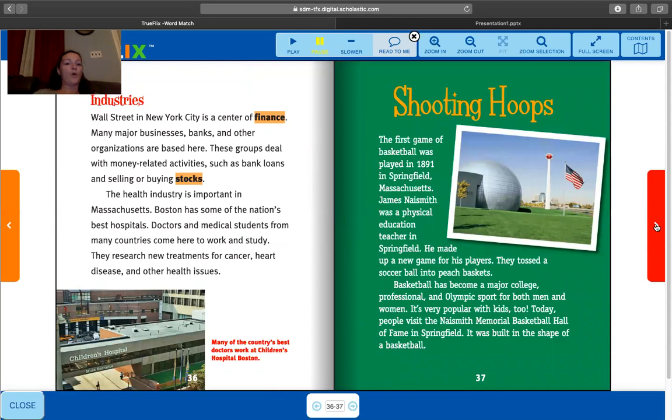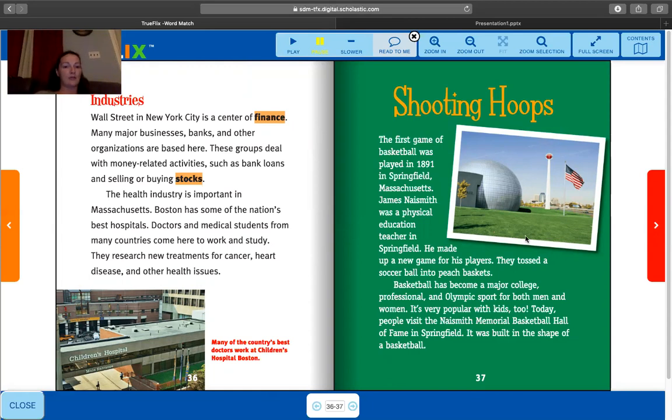Industries. Wall Street in New York City is a center of finance. Many major businesses, banks, and other organizations are based here. These groups deal with money-related activities such as bank loans and selling or buying stocks.